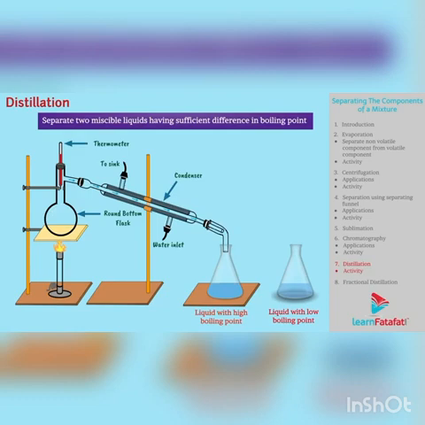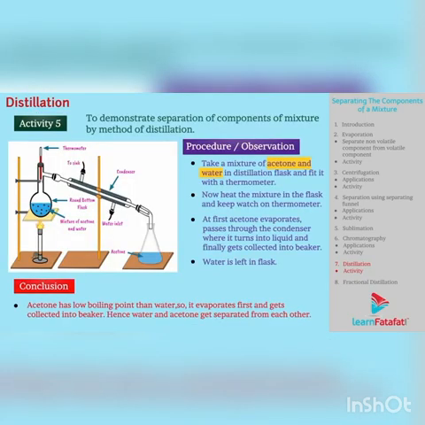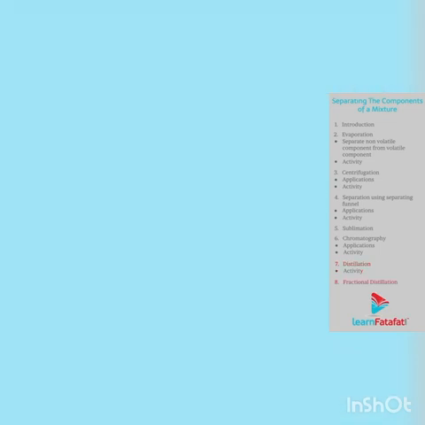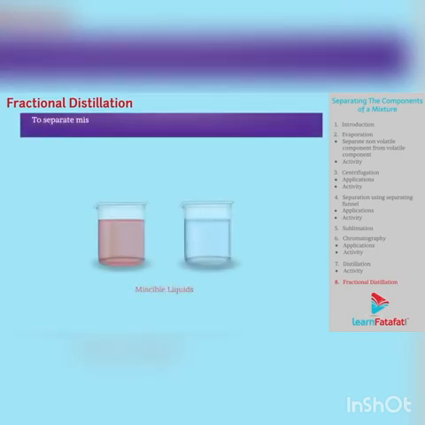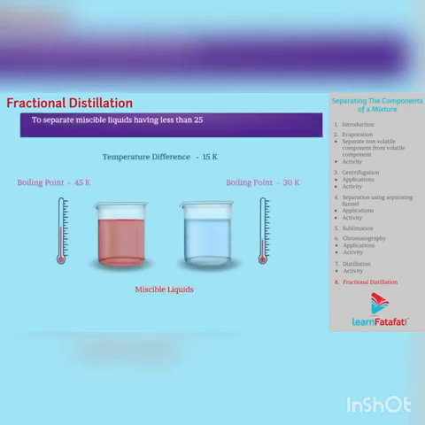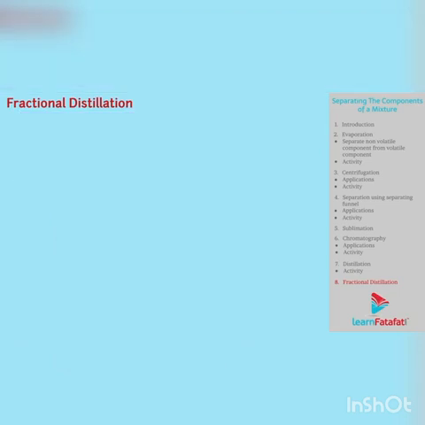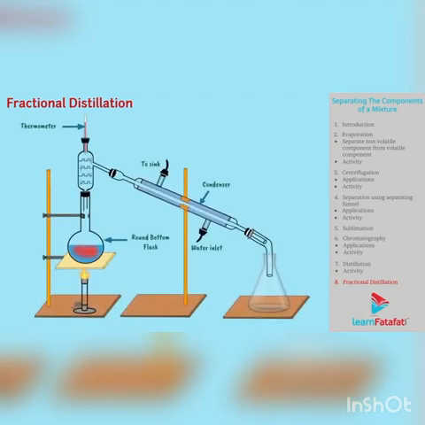Let us now have a look at the activity. Fractional distillation. This method is used to separate miscible liquids having less than 25 Kelvin temperature difference in their boiling point. The apparatus is similar to simple distillation. Only a fractional column is added in between the distillation flask and the condenser.